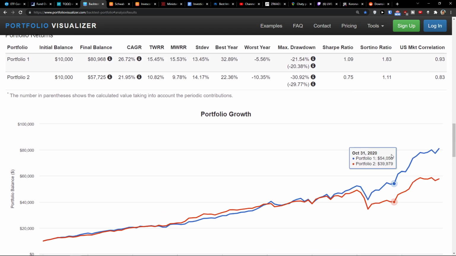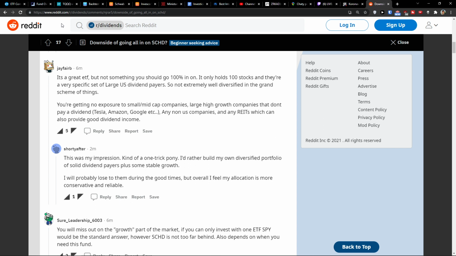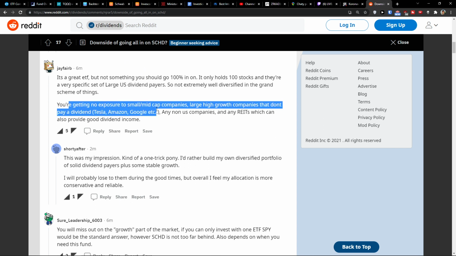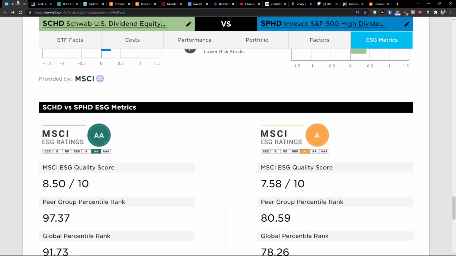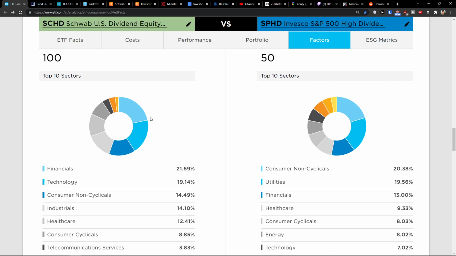But also, one negative side of SCHD is that you're getting no exposure to small and mid-cap companies or large growth companies, and you will miss out on the growth part of the market with SCHD. But again, your money, your choice.